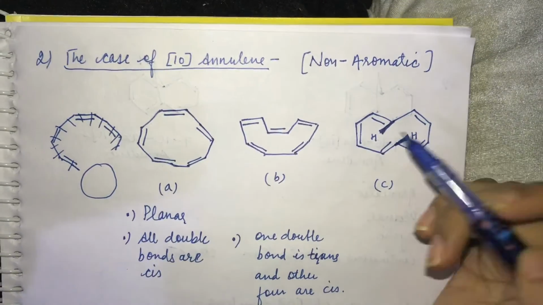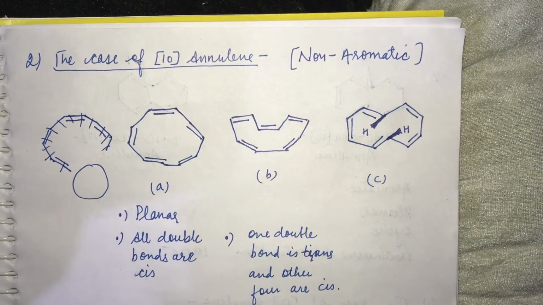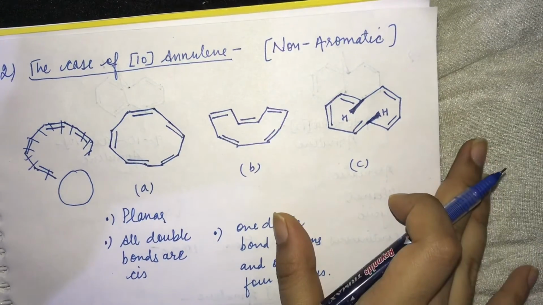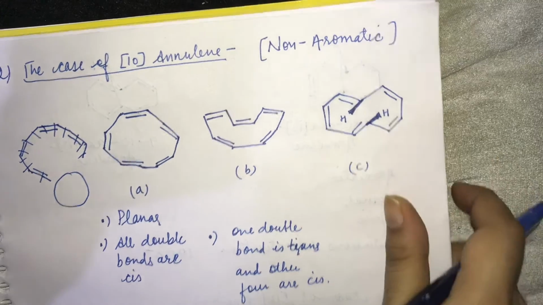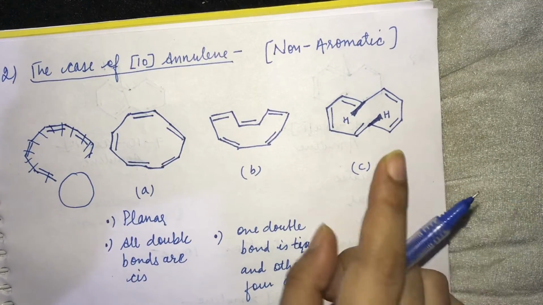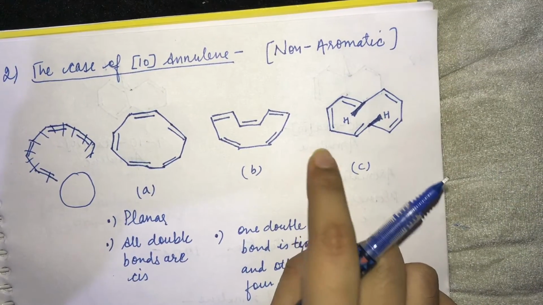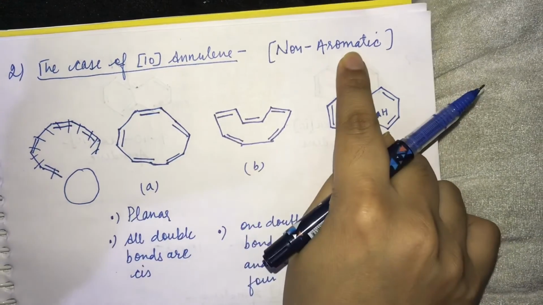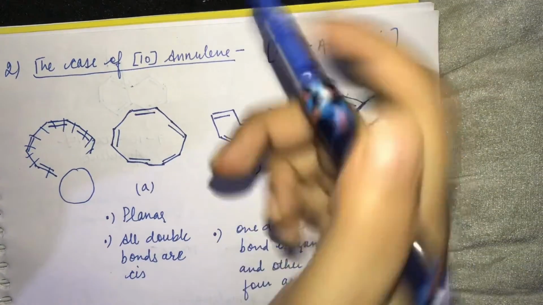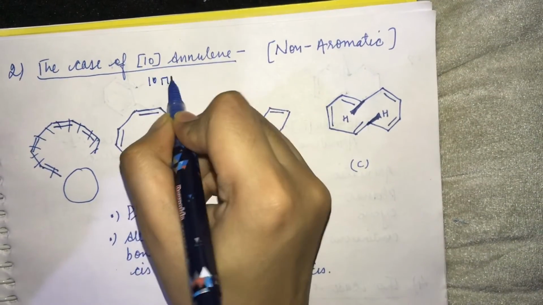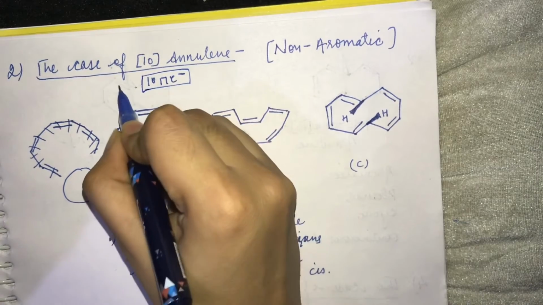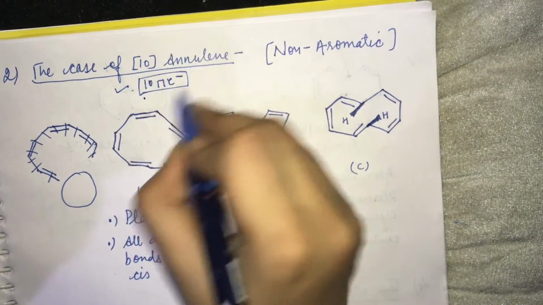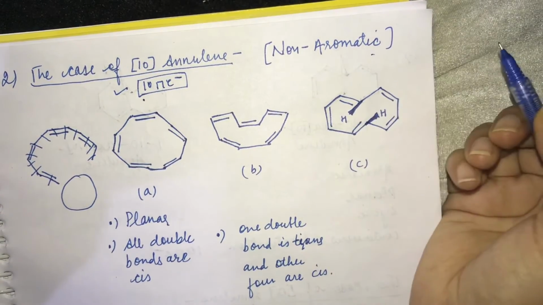Now we have the case of 10-annulene. As discussed earlier, although 10 electrons give the indication of aromaticity according to Huckel's rule, the fact is that it is non-aromatic. Since we already know that 10 pi electrons show aromaticity and make the compound aromatic, but in this case the 10-annulene is non-aromatic. Let's see why.